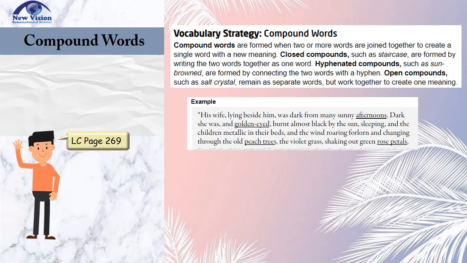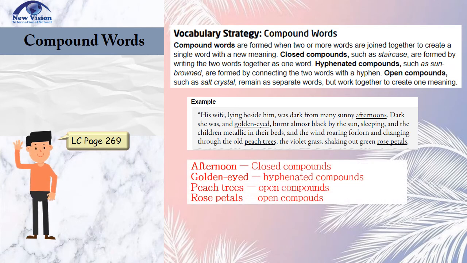Please read the example below and try to identify whether the underlined words are closed compounds, hyphenated compounds, or open compounds. Afternoon is an example of a closed compound. Golden-eyed is an example of a hyphenated compound. Peach trees and rose petals are examples of open compounds.